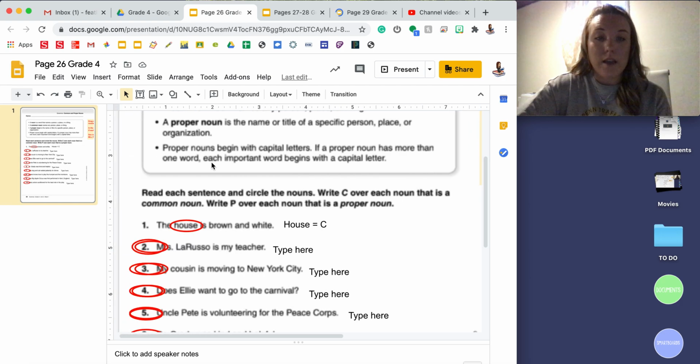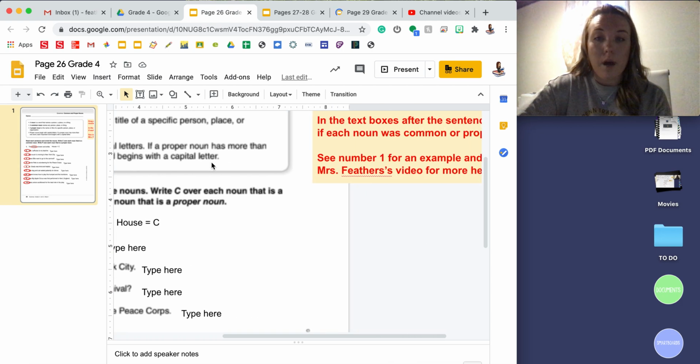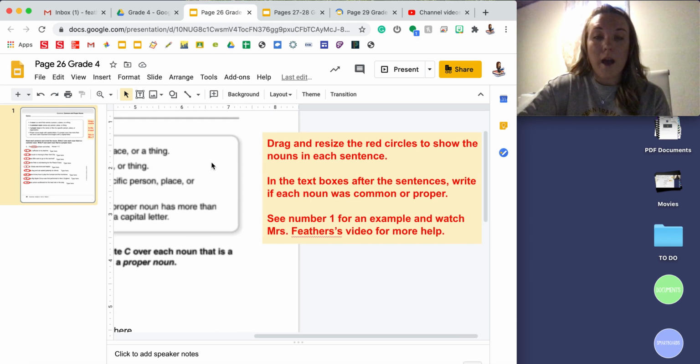The directions state to read each sentence and circle the nouns. Write C over the nouns that are a common noun, and write a P over each noun that is a proper noun. My yellow tip box says to drag and resize the red circles to show the noun in each sentence or nouns. There could be more than one. And in the text boxes after each sentence, write if each noun is common or proper. See number 1 for an example and watch the video that you are watching right now.